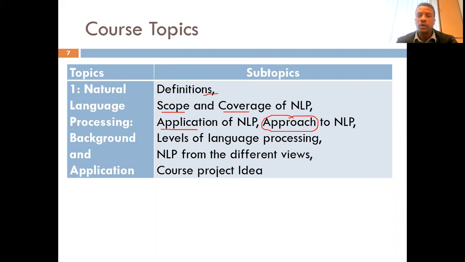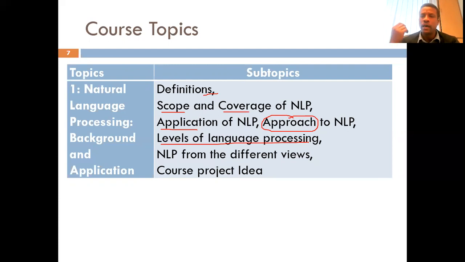Then we'll discuss the levels of language processing that we have. As we said, language can be presented in many different ways, like in a written form, for instance, you can present it as a word, as a phrase, as a sentence. And whenever you move from a word level to a sentence level presentation, we know that there are many linguistic elements that need to be analyzed. So looking into the language from these different perspectives is very important.